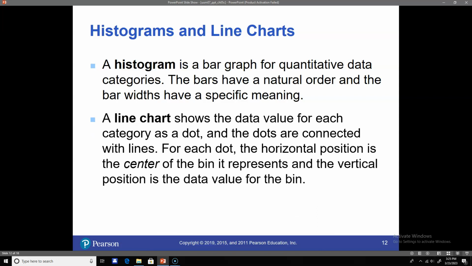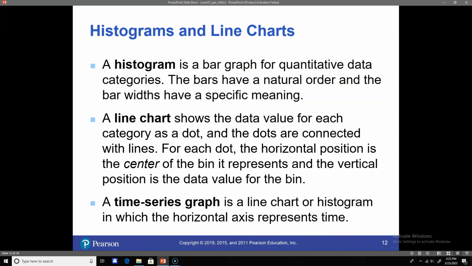A line chart, basically, if you had a bar graph and you just connected the very tops of all the different bars with a line, that would show the dot. So the dot is the center position in the center of the bin that's at the top of the bar with each respective thing. So you're kind of just getting a connected deal. So we'll see an example of that.